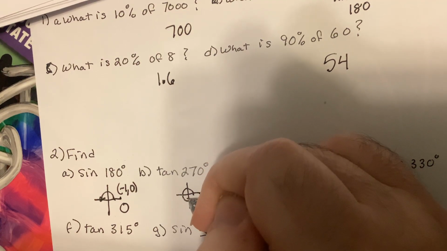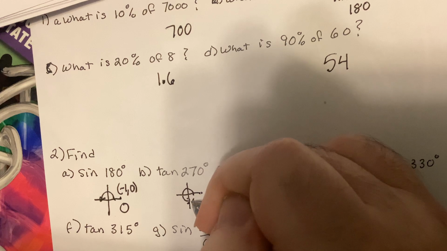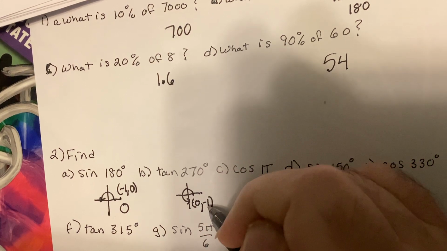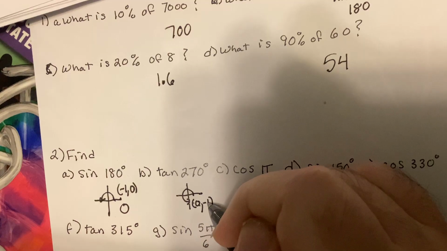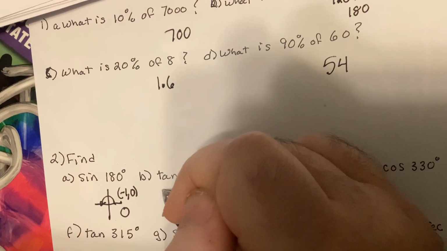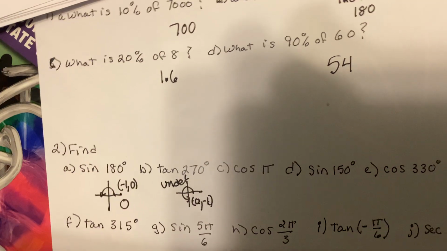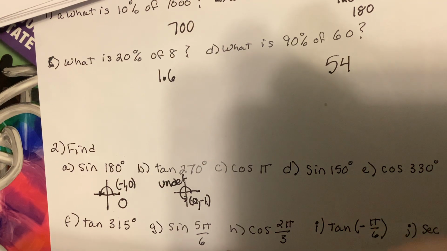270 is right here. That's the point 0, negative 1. Tangent's y over x. So it'd be negative 1 divided by 0. So it's undefined. Can't have 0 on the bottom, don't you remember? Oh my goodness, you don't.